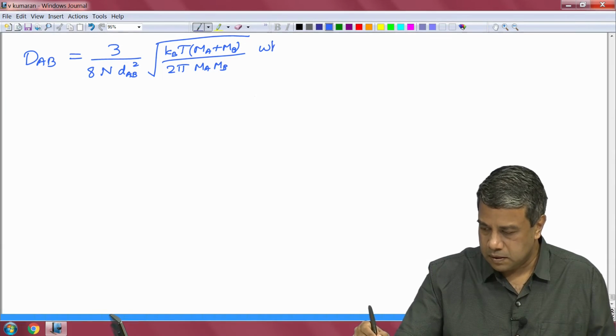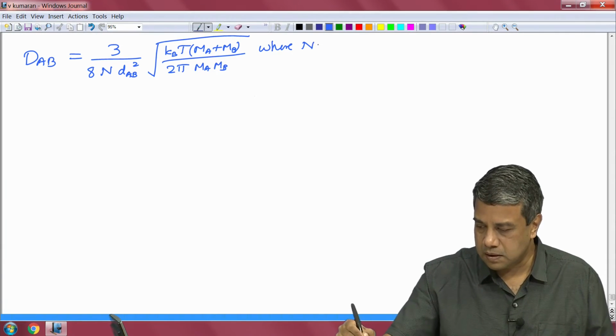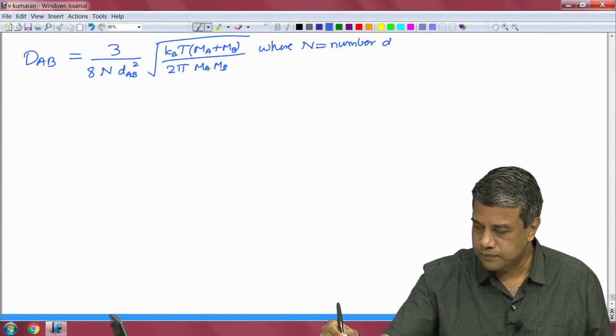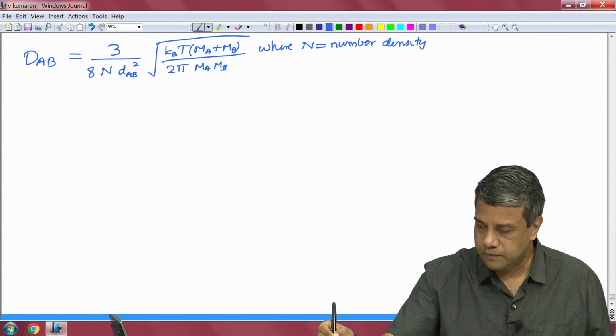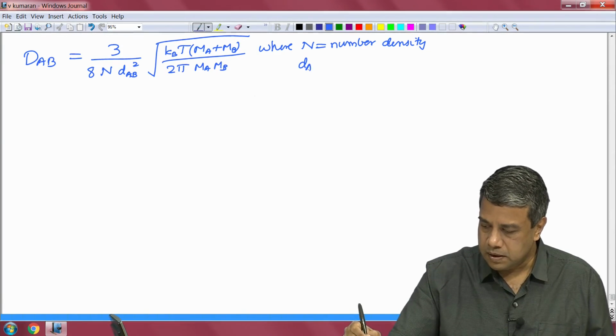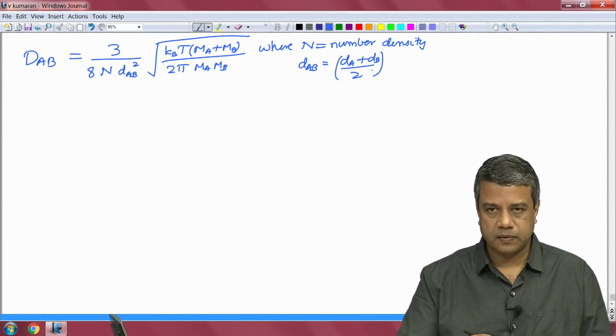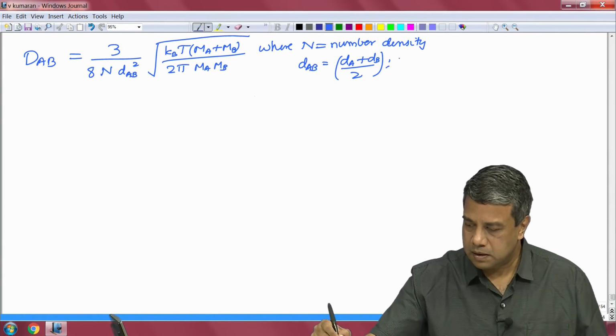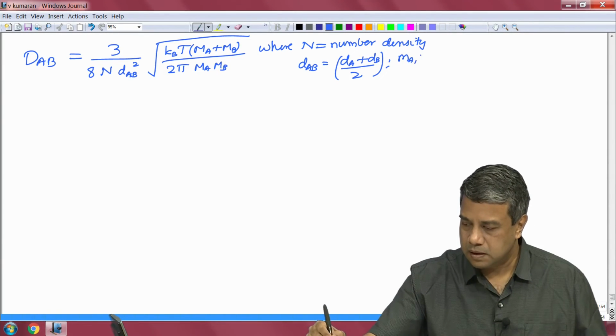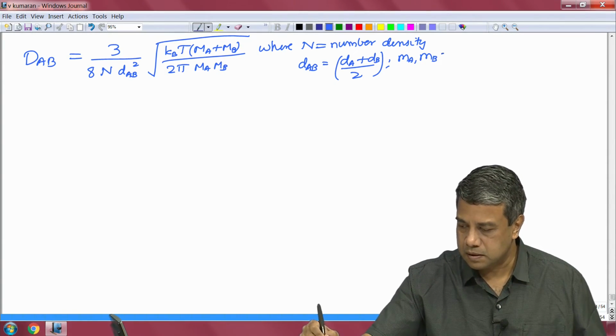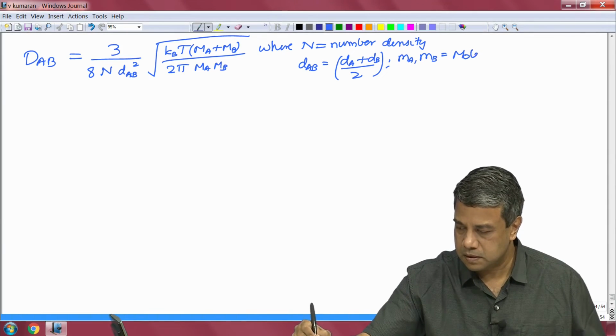Where n is the number density, d_AB is the average diameter, (d_A plus d_B) by 2, of the two molecules, and M_A, M_B are the molecular masses.